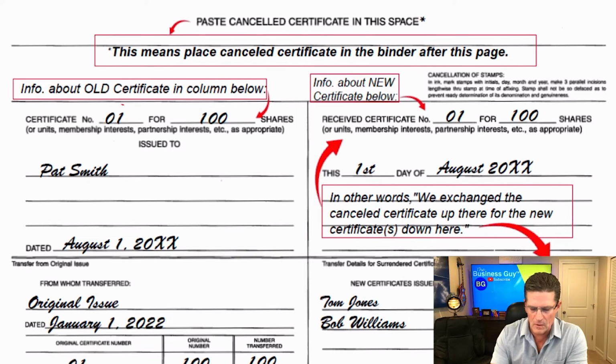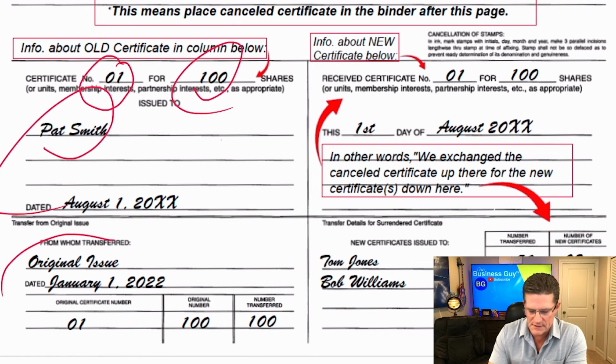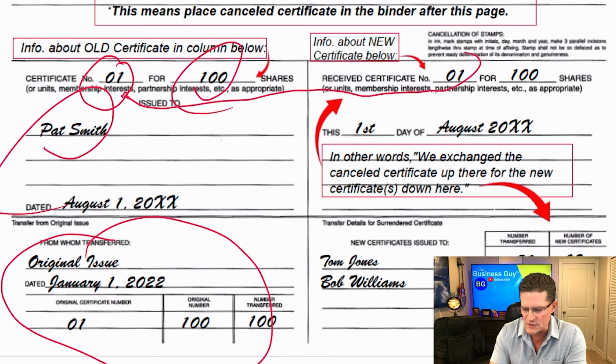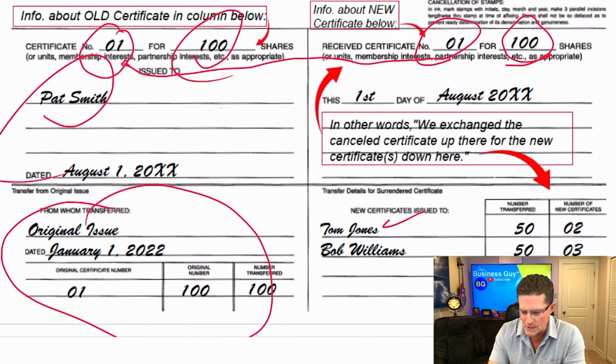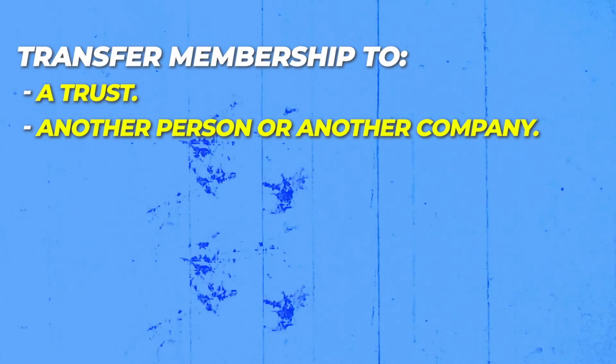Okay, let's suppose Pat Smith wanted to transfer his membership interest to two other people. You simply take that old certificate 01, 100 units of membership interest. There's Pat Smith. This section is filled out the same. And you can see here we're exchanging certificate 01 that represents 100 units to two different people, Tom Jones and Bob Williams, who receive 50 units of membership interest each, and that will be recorded on certificate 01 and 03, for example. So that's getting down into the weeds, the nitty-gritty of exactly how to transfer membership interest to a trust, another person, or another company.